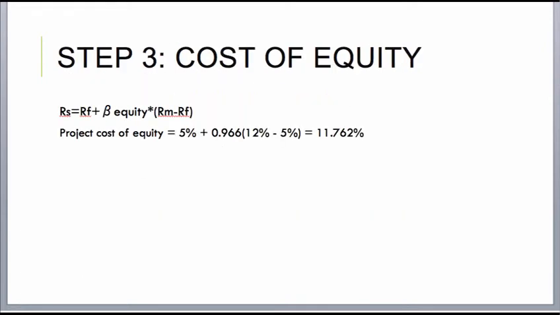Now it's easy to apply the beta we got and all the numbers provided in the question, and use the CAPM formula to calculate the cost of equity. So the project's cost of equity equals the risk-free rate provided by the question, which is 5%, plus the equity beta we just calculated from step 2, times the difference between the market rate of return and the risk-free rate, and you get the cost of equity of 11.762%.